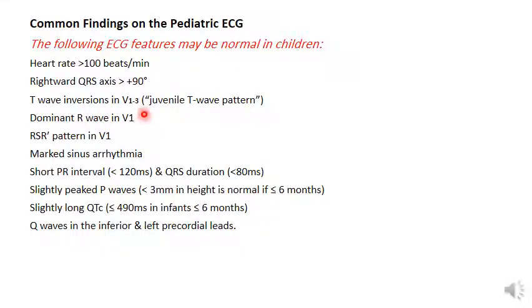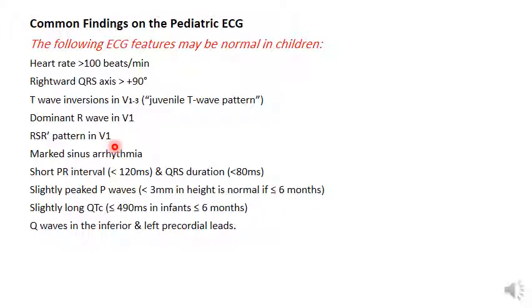Dominant R wave in V1, as I told you, because the right ventricle is the main functioning ventricle, in comparison to the adult, where the left ventricle is the dominant ventricle. RSR pattern may be seen in V1, which is normal. Marked sinus arrhythmias due to sympathetic and parasympathetic flow. So there may be change in the heart rate according to breathing and activity.